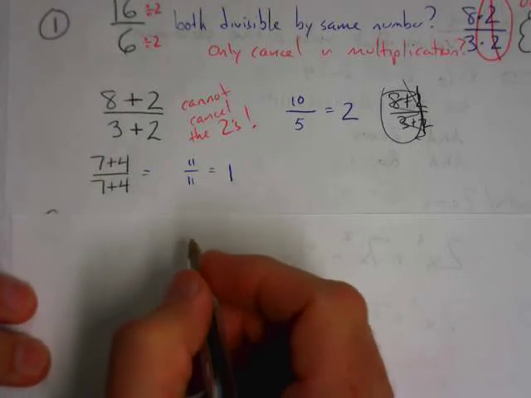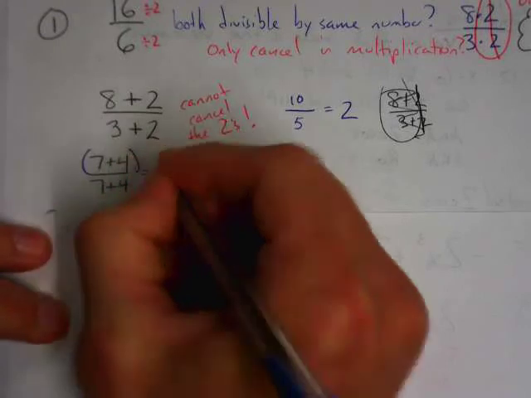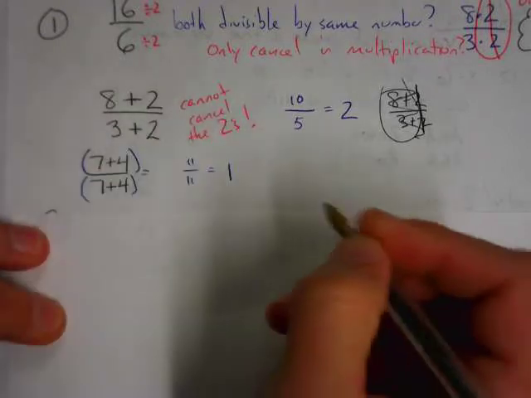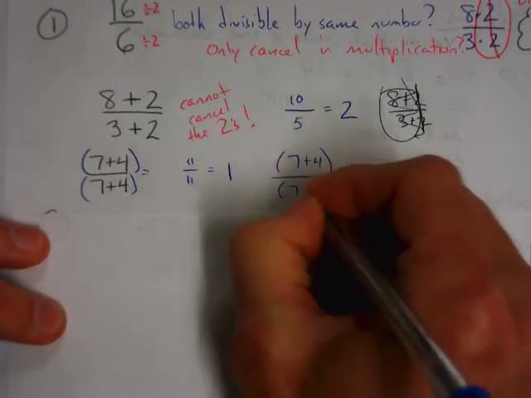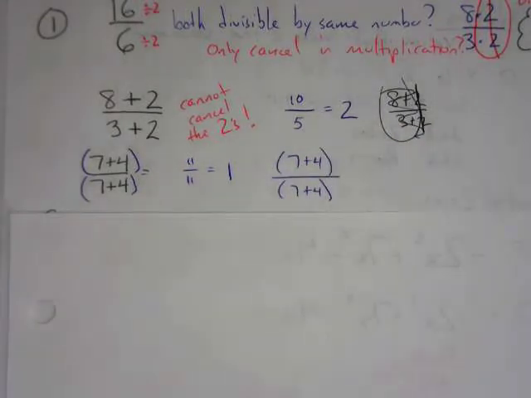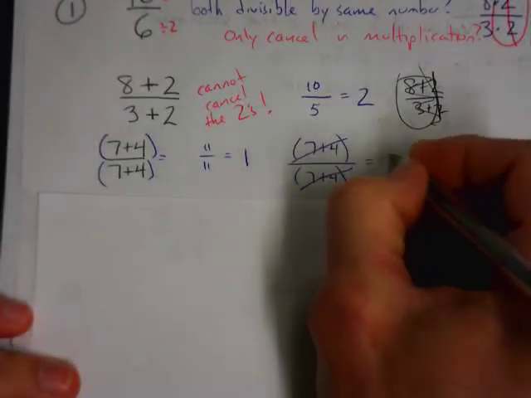As a matter of fact, yes, there is. What if we grouped the numerator, we grouped the denominator, could we cancel then, right? Could we cancel 7 plus 4 over 7 plus 4? And the answer is yes we can, because now with the grouping symbols, we're looking at one thing, okay? We're gonna see that again in example 4. But with the grouping symbols, we're looking at one thing. So in this case, we can cancel this way, and that equals 1.